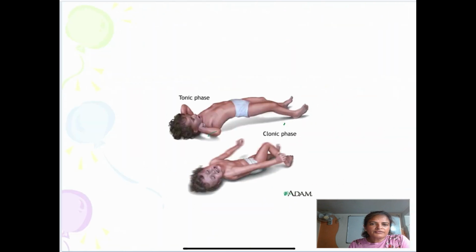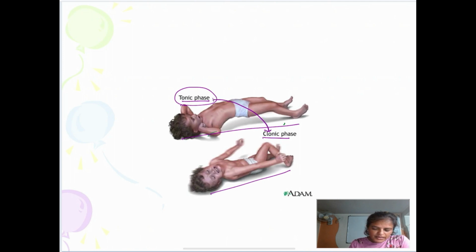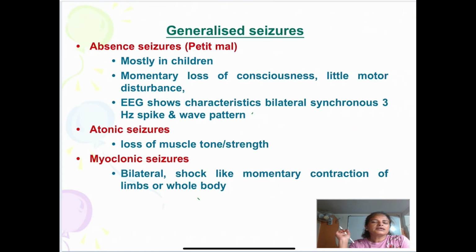Here you can see a tonic phase and a clonic phase. In the tonic phase the whole muscles are contracted, and in the clonic phase you can see the relaxation. So in generalized tonic-clonic there will be a tonic phase followed by a clonic phase. The second one is absence seizure, also called petit mal.